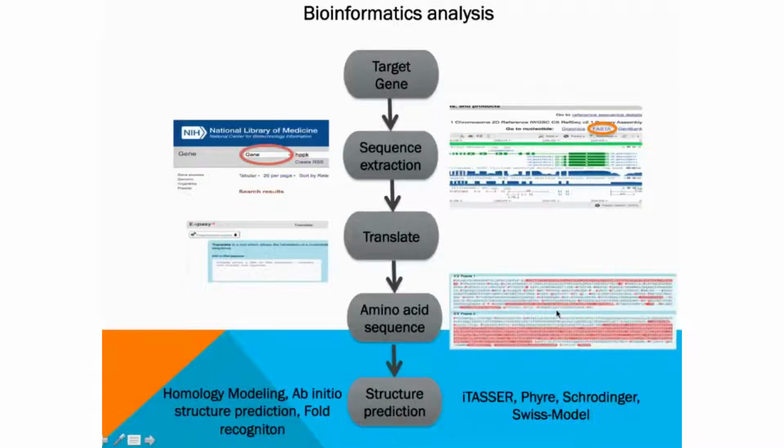Now, the structure for the amino acids which we have received, the protein structure can be determined in two ways. We can go for homology modeling if the crystal structure is not known, or we can go for a crystal structure. For crystal structure, I'll be talking about it later, but the amino acid sequence which we have received over here, we can put into various tools like I-TASSER, FIRE, Swiss-Model, Schrodinger.